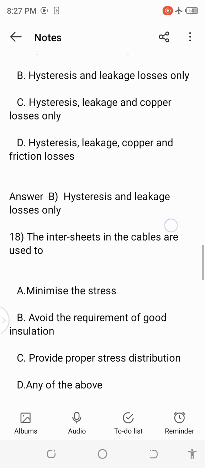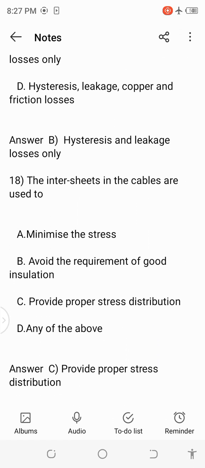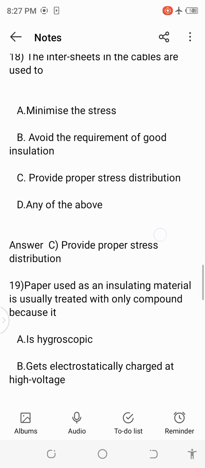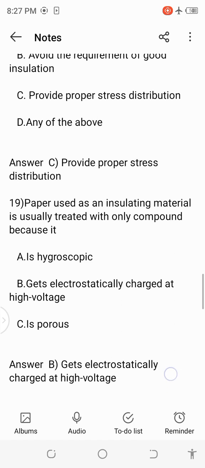18. The intersheaths in the cables are used to: A. Minimize the stress. B. Avoid the requirement of good insulation. C. Provide proper stress distribution. D. Any of the above. Answer: C. Provide proper stress distribution. 19. Paper used as an insulating material is usually treated with compound because it: A. Is hygroscopic. B. Gets electrostatically charged at high voltage. C. Is porous. Answer: B. Gets electrostatically charged at high voltage.